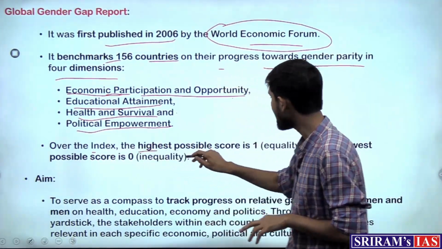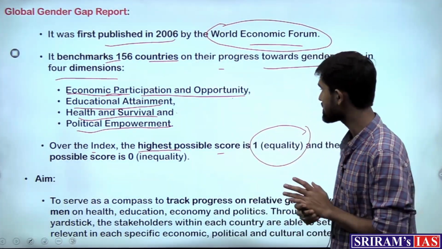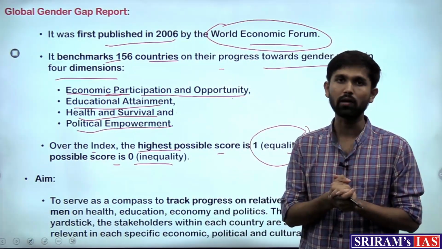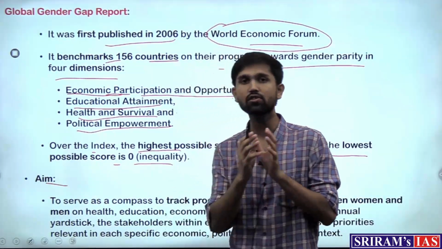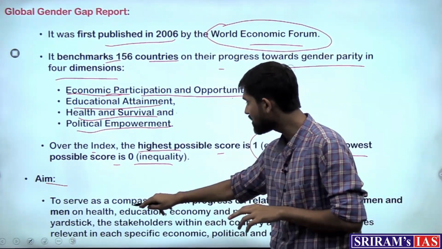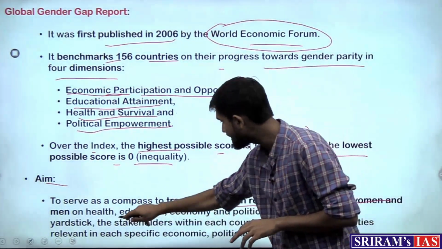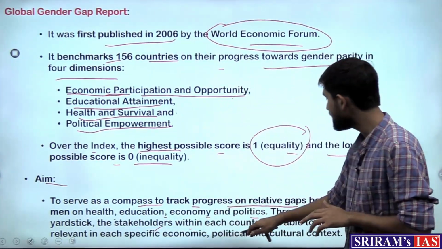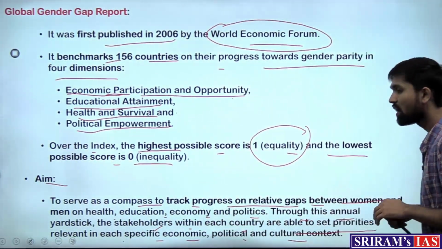Over the index, the highest possible score is 1, which if a country has attained can be called equality attained, and the lowest possible is 0, which tilts towards inequality, so the score stands between 0 and 1. The aim of this index obviously is to spread awareness on the issues of gender disparity and serve as a compass to track progress on relative gaps between women and men on health, education, economy and politics. Through this annual yardstick, the stakeholders within each country are able to set priorities relevant in each specific economic, political and cultural context.